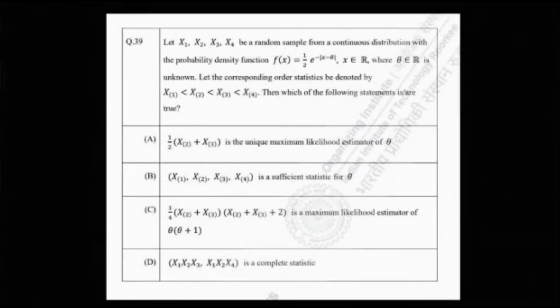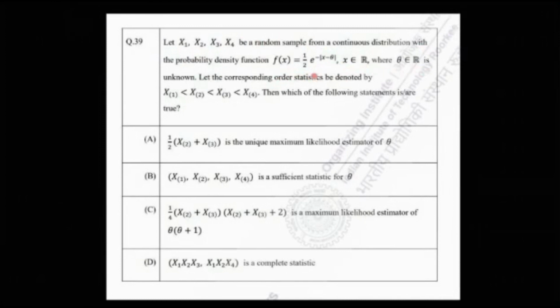Today we are going to solve this problem from IIT JAM 2022, problem number 39. The problem says: let X1, X2, X3, X4 be a random sample from a continuous distribution with PDF f(x) equals 1 by 2 e to the minus mod of x minus theta, where x is a real number and theta is also a real number.